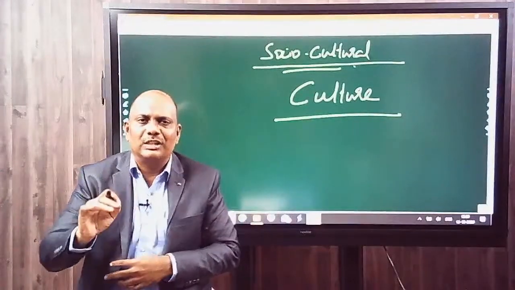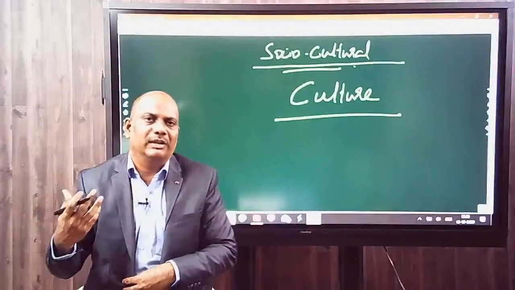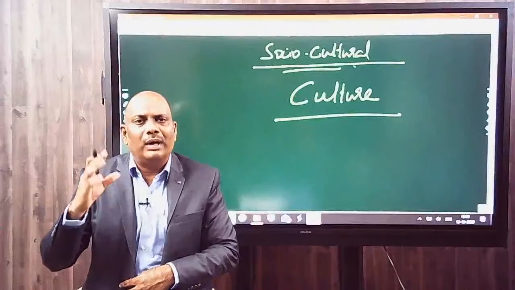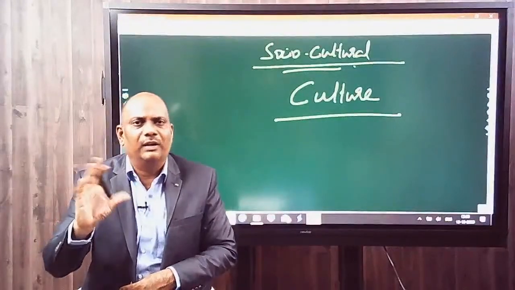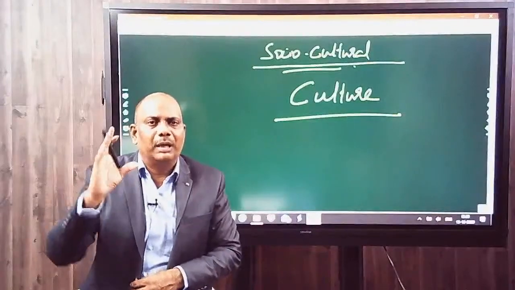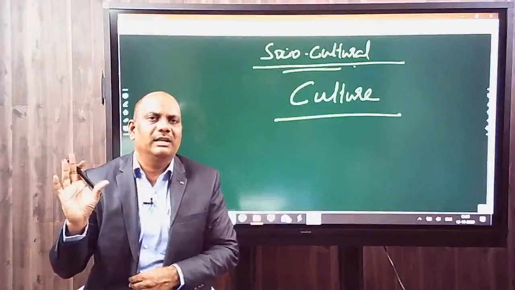So culture is learned. Culture is something which we learn from our surroundings. The very important aspect of culture is that culture keeps changing, and one cannot put a break on it. It is practically impossible to conserve any culture.